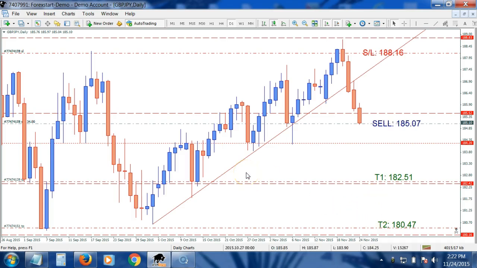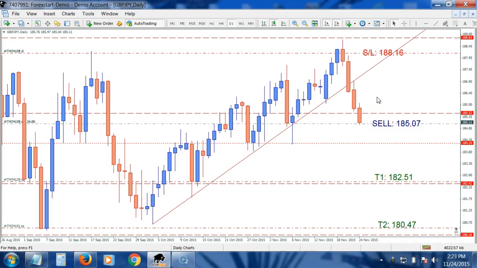There is your Great Britain yen trend line break. You have the setup, the stop loss, and the entry point is here. This is a daily chart. We have some small congestion going on in this area for a while, and then once it breaks that, we move down into target number 1.